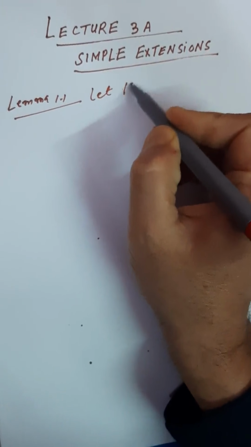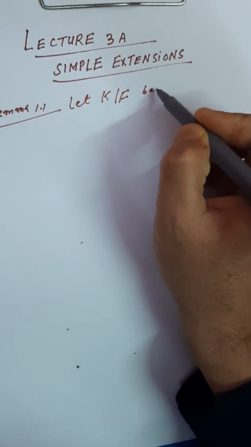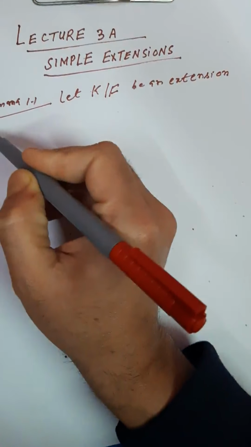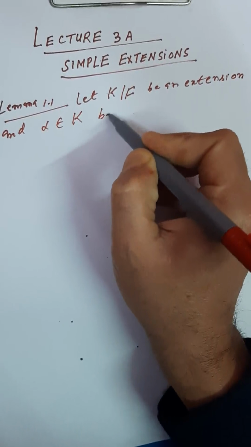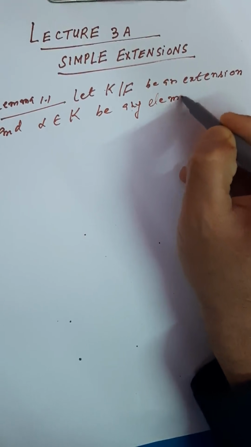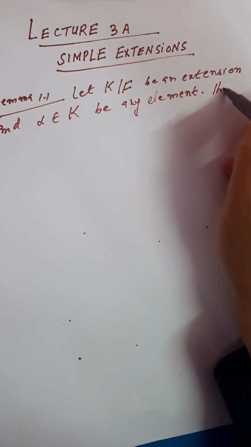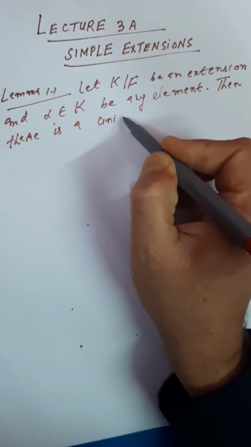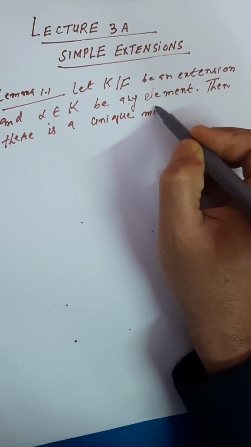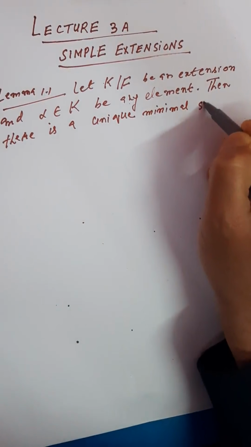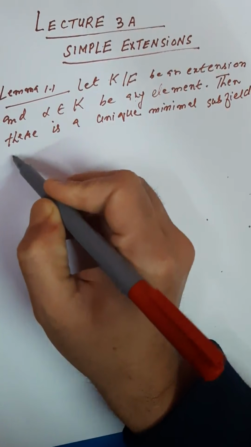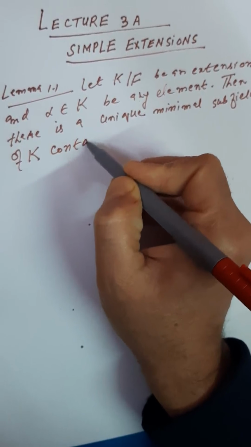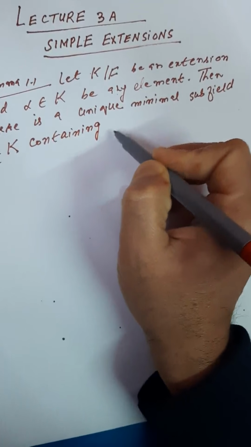So, let K be an extension field of a field F, and alpha belonging to K be any element, then there is a unique minimal subfield of K containing both F and alpha.